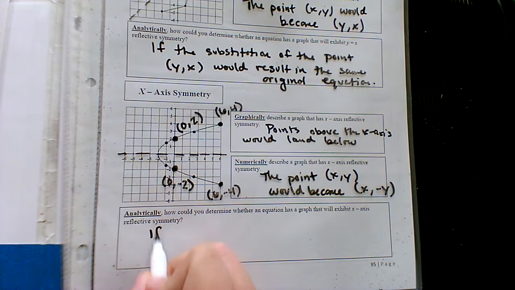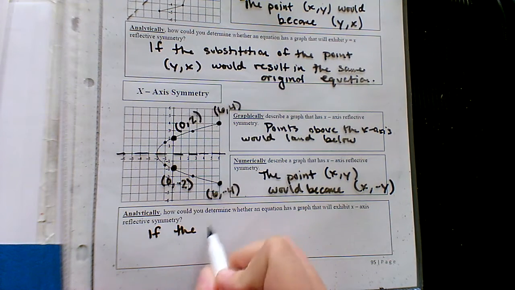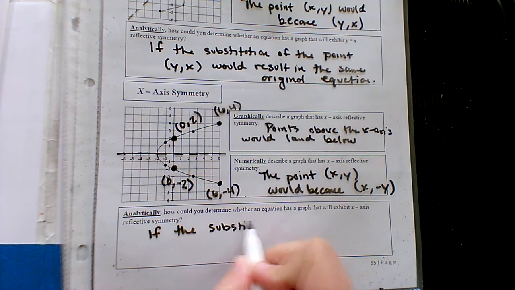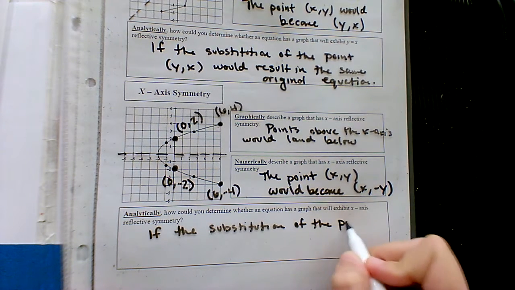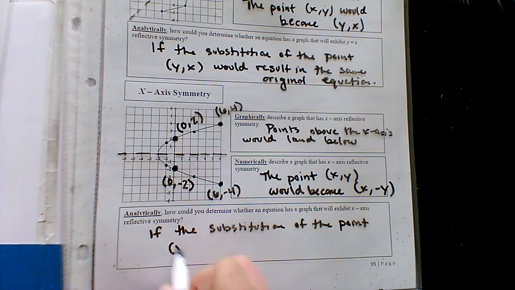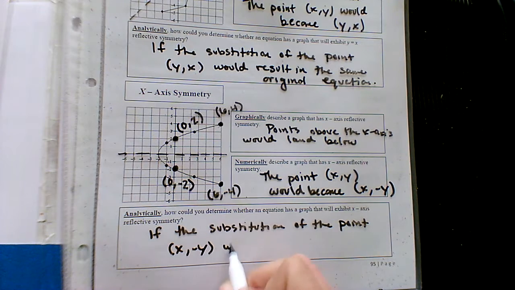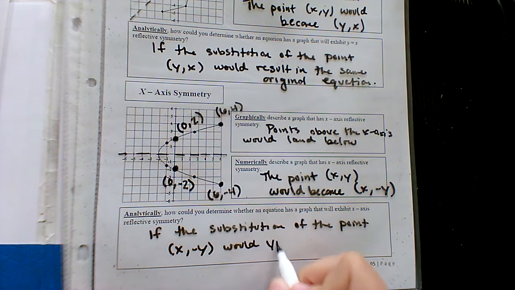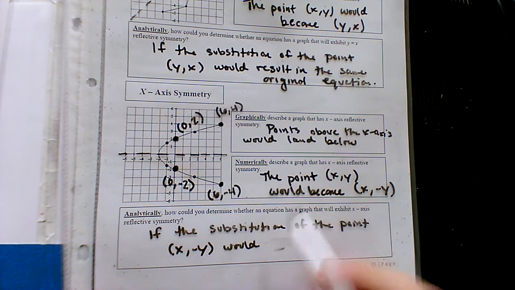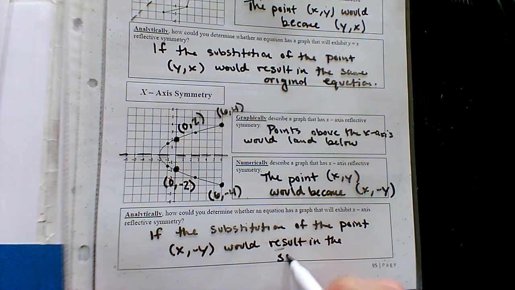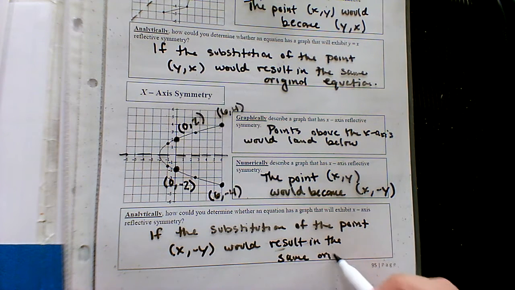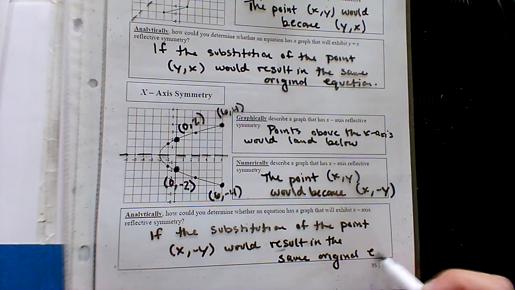So analytically by hand, we can say the substitution of the point x, negative y would result in the same original equation.